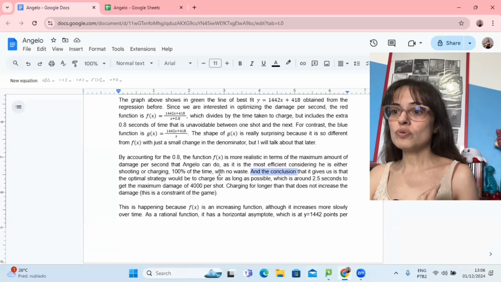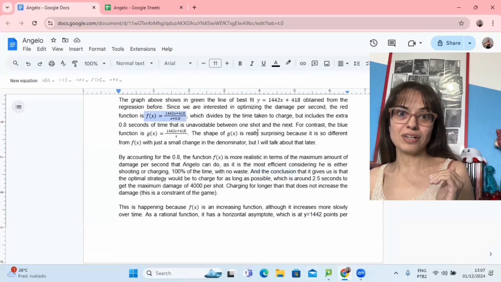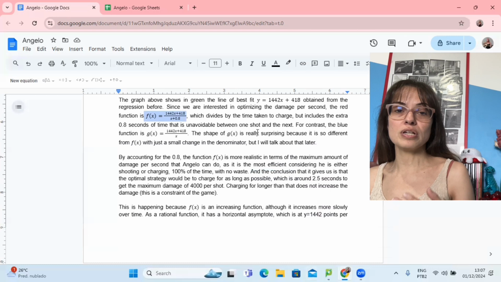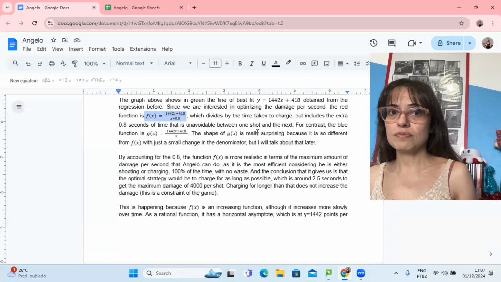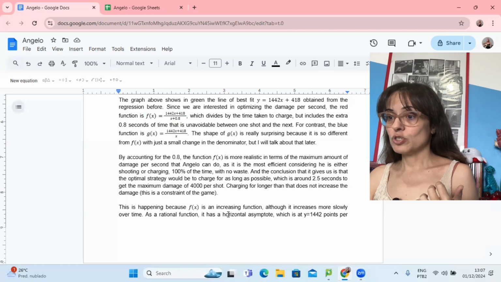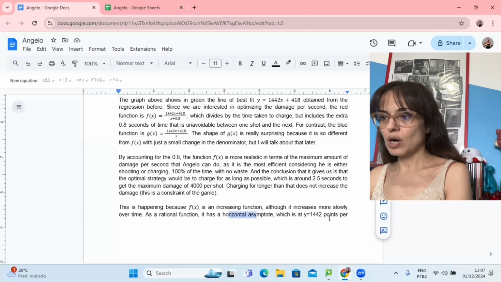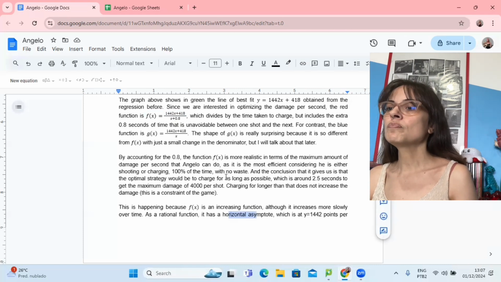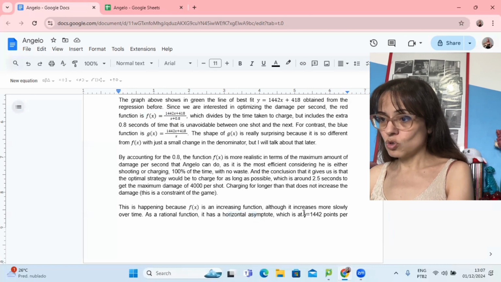See, I'm showing that I know that. Look at the expression of f. It's a linear function over another linear function, so that's a rational function. It is a topic that we study in the syllabus, so it's good to point it out. As a rational function has a horizontal asymptote, which is at y equals 1442. I'm going to type this correctly now.